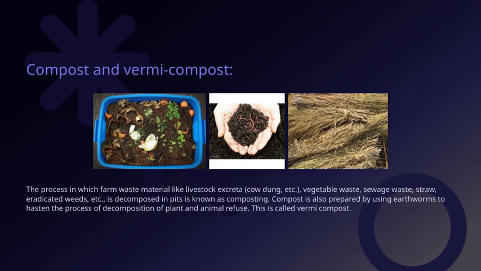It's a crucial part of sustainable farming because it recycles waste into something valuable for our crops. Now, an interesting and more efficient method is vermicomposting, which involves using earthworms to speed up the decomposition process. These earthworms break down the plant and animal refuse more quickly and thoroughly, producing high-quality compost. So, vermicompost is essentially compost made with the help of earthworms, and it's known for being especially rich in nutrients.